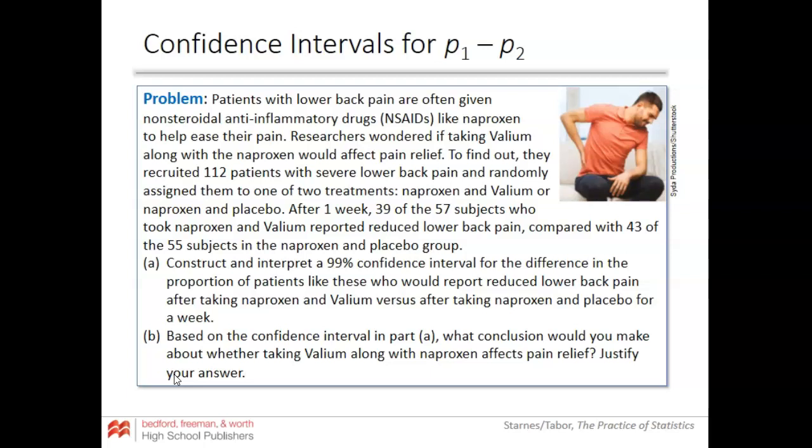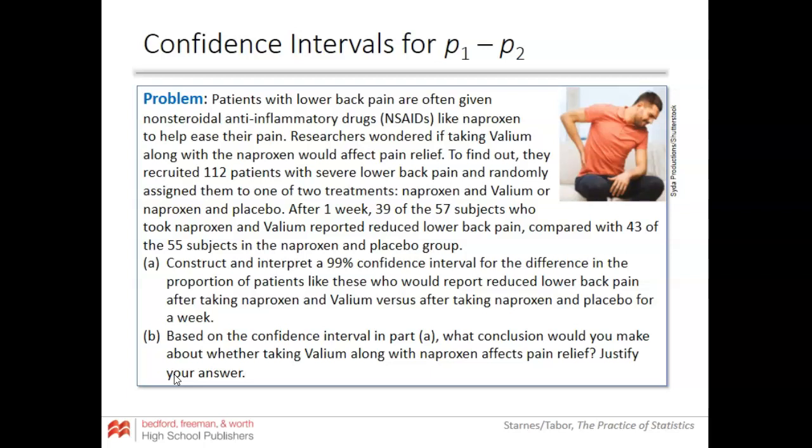Now notice that they were randomly assigned to one of two treatment groups. These people were not randomly selected from the population. They're volunteers, right? So one of the differences we're going to notice is that because we're talking about an experiment, the idea of random sampling and some of its consequences don't apply here. Keep that in mind as we're looking at it.